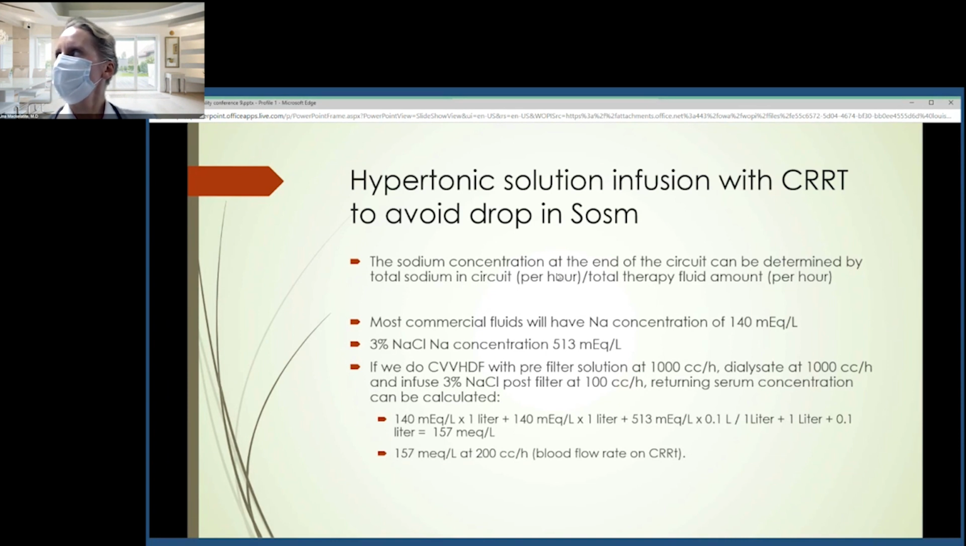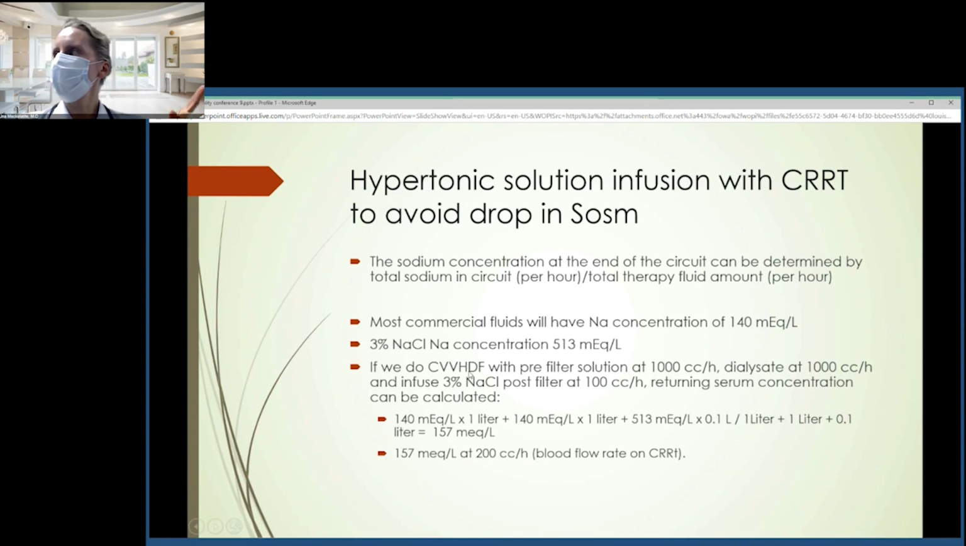So the sodium concentration at the end of circuit, so basically end of circuit is the venous line that goes back to the patient. So sodium concentration in the venous line on CRRT can be determined by total sodium in circuit per hour divided by total therapy fluid amount per hour. So most commercial fluids have a concentration of 140, let's say Phoxillum, Prismasol. And 3% sodium chloride sodium concentration is 513.